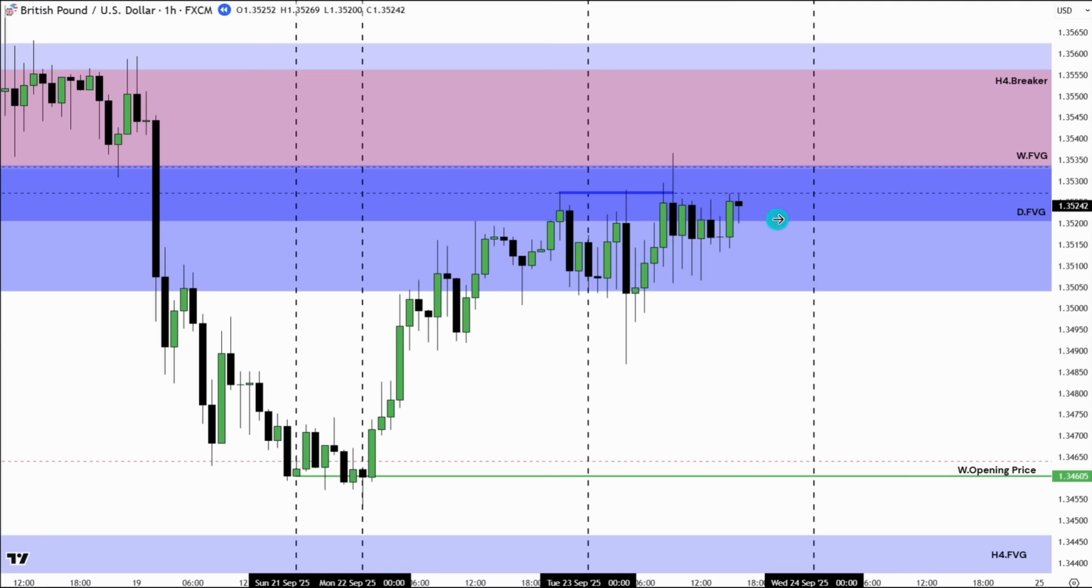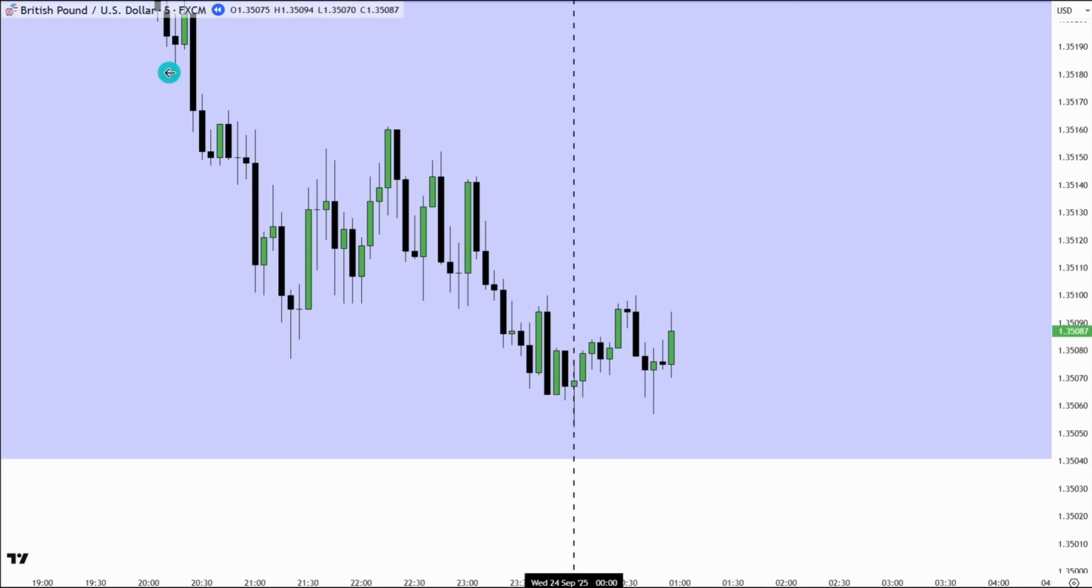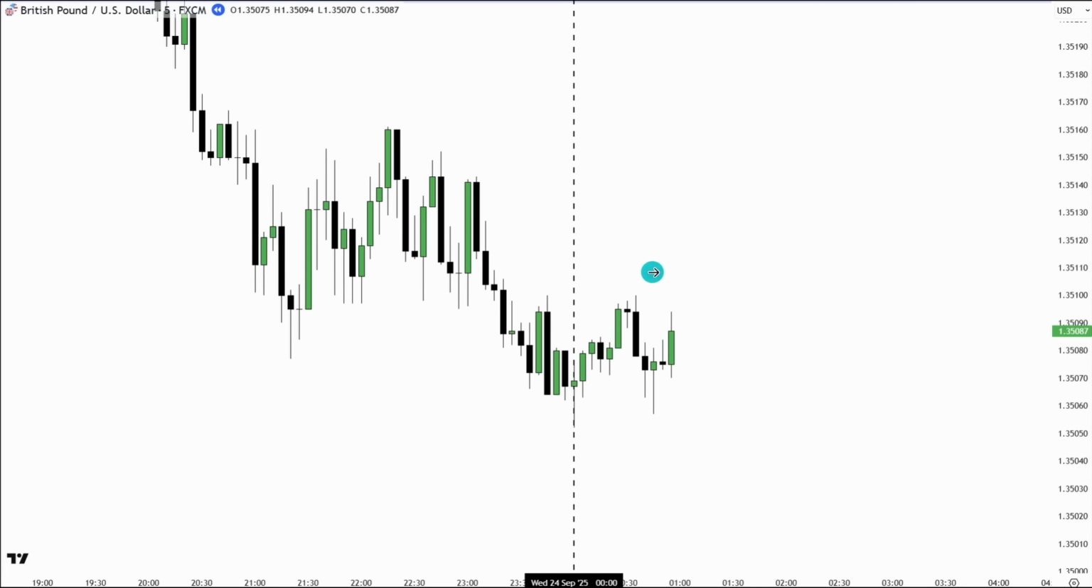Now let's go further in time and see what transpires at Wednesday's opening price. So to do that, we'll drop down here onto a 5-minute time frame, and I'm going to get rid of this blue shaded area since that's the higher time frame daily fair value gap. Now we can still use that here, but that's for another lesson. The main thing here that I want to focus on is the opening price at midnight New York.